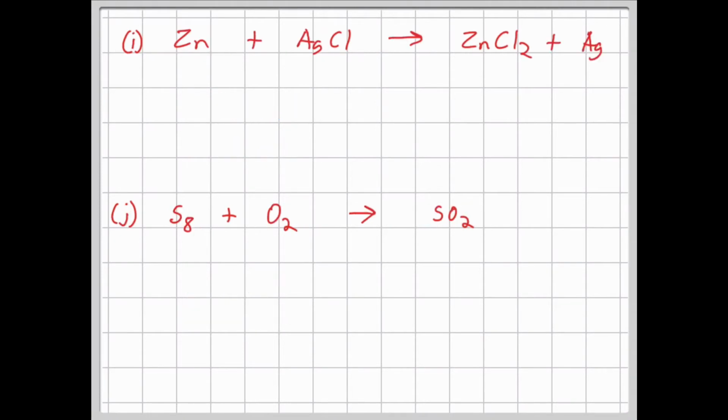That's balanced. Here we have zinc and silver chloride. This is a single replacement reaction. The zinc takes the place of the silver.